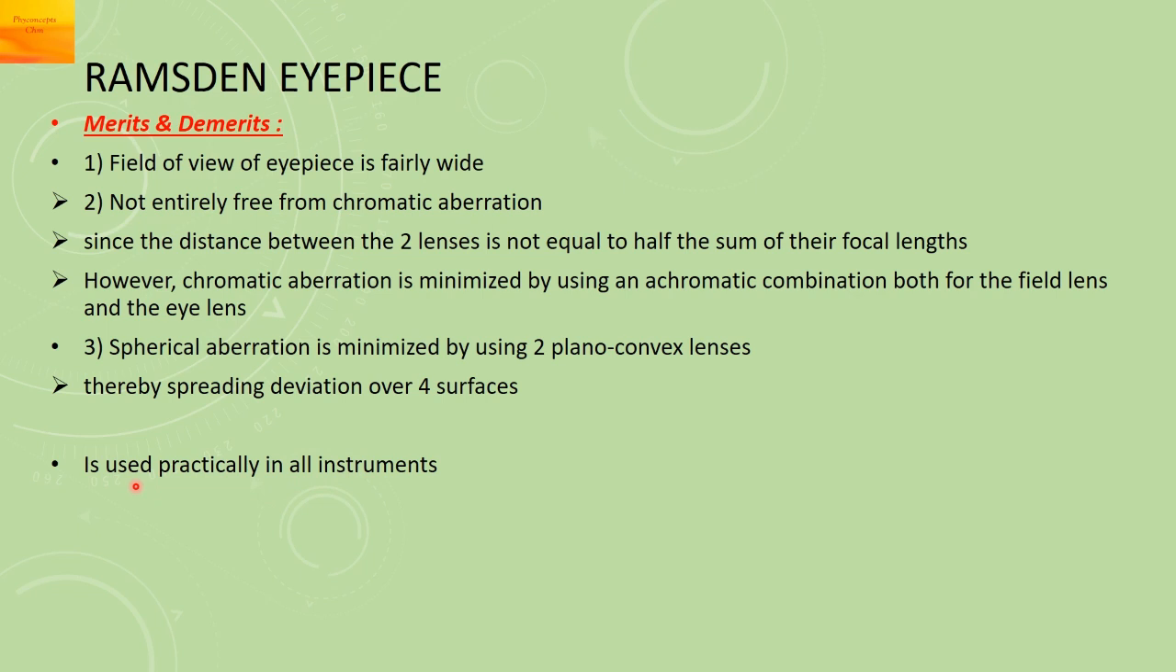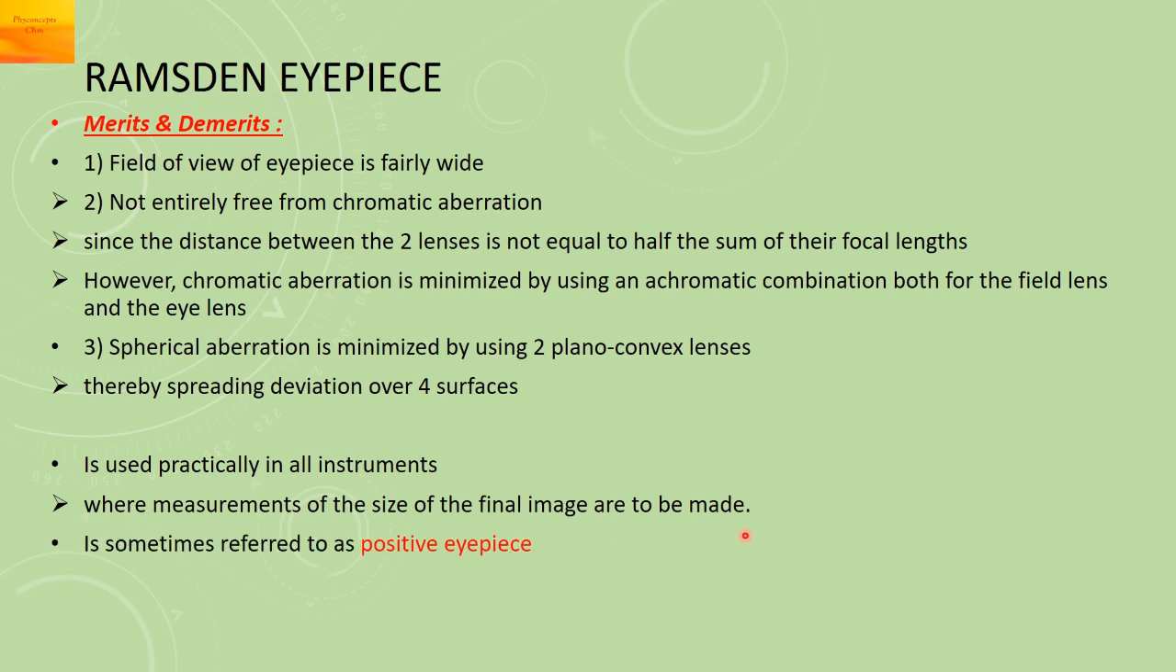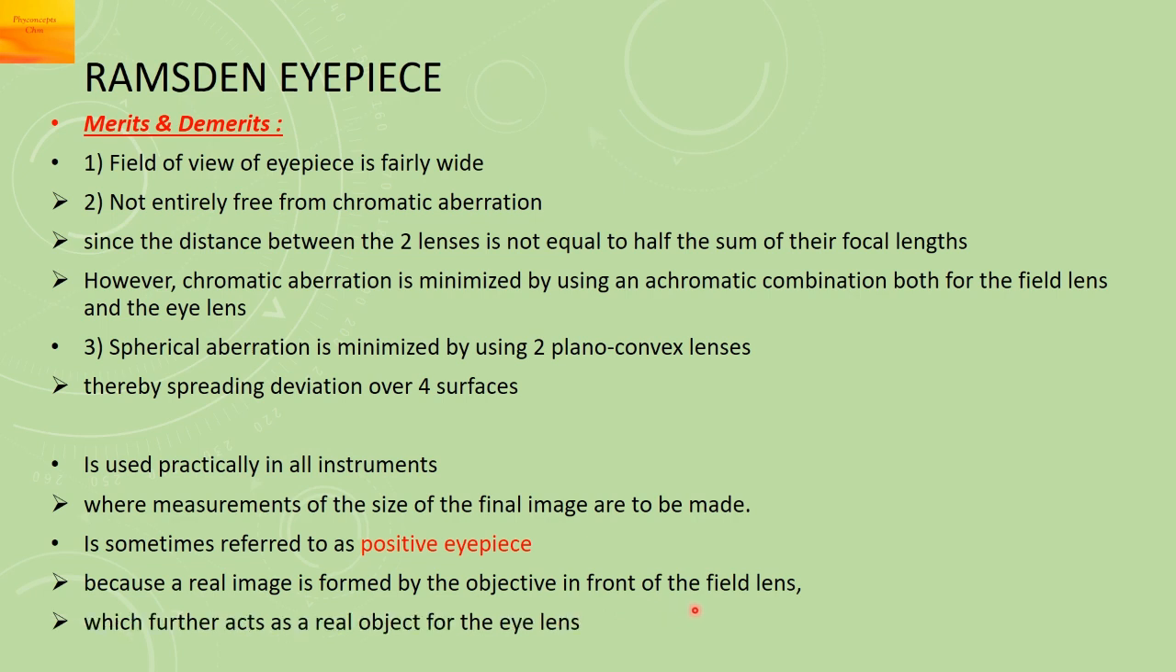So it is used practically in all the instruments where the measurements of the size of the final image are to be made. It is sometimes referred to as positive eyepiece, as it was mentioned earlier, because the real image is formed by the objective in front of the field lens, which further acts as a real object for the eye lens.